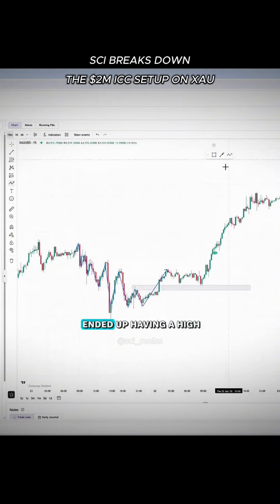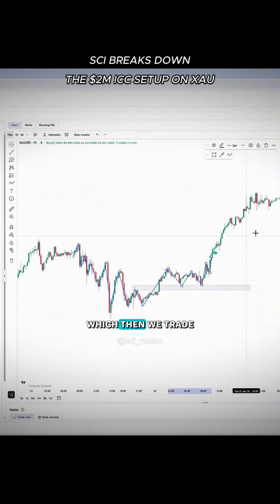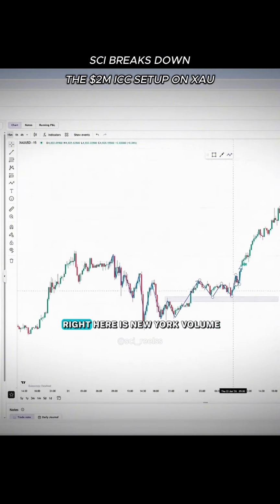So from here, we ended up having a high, a higher low, price fails to go higher, and I'm pretty sure this is only because there was no volume in the market, tries to go lower, fails to go lower, and then we ended up making that push before the session started. So then we have a new high in the market, which then we trade off of the volume. So all of this right here is New York volume.